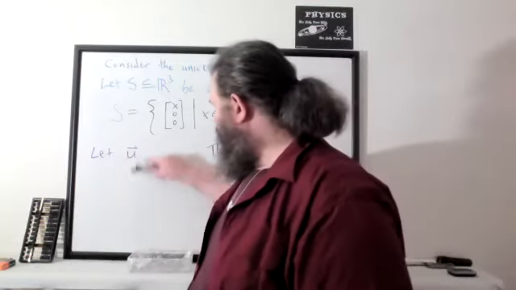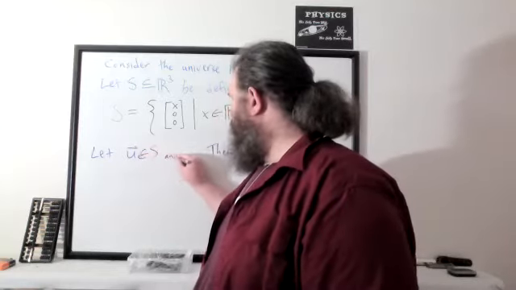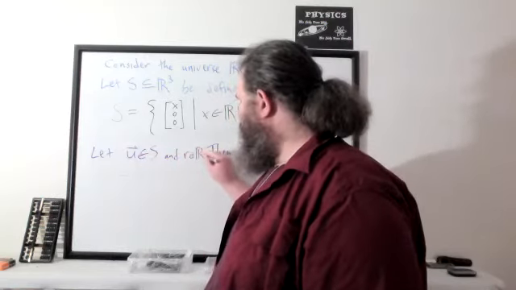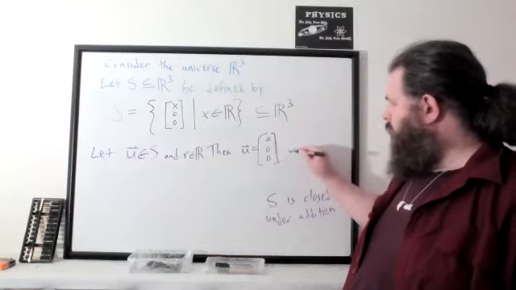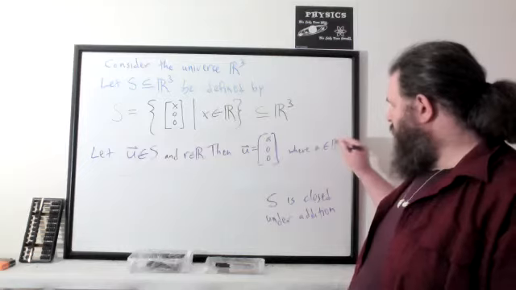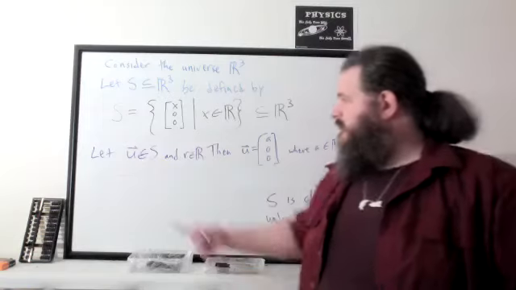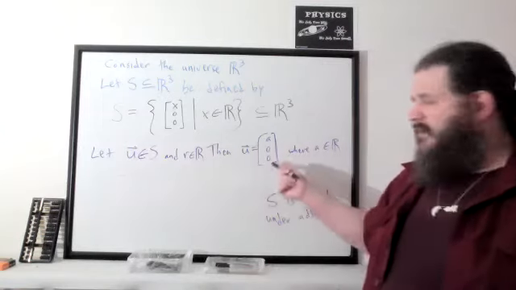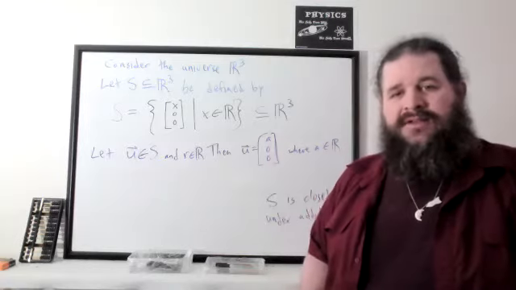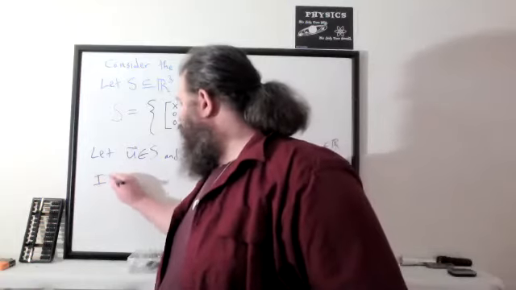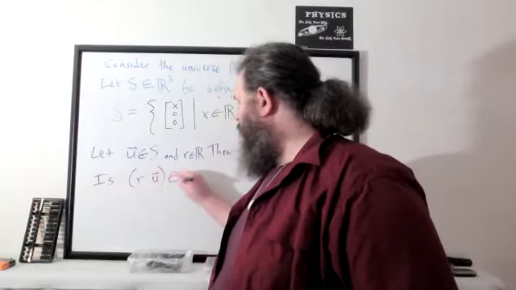So let's say U is a member of set S. And let's say R is some real number. Then U has got to be a vector that looks like A, 0, 0, where A is just some real number. And let's try multiplying them out. We've established an arbitrary vector in set S where the only thing we know about it is that it follows this format. And we've established an arbitrary real number. It could be any real number. We want to know, is it true that scalar R times vector U is also a member of set S?